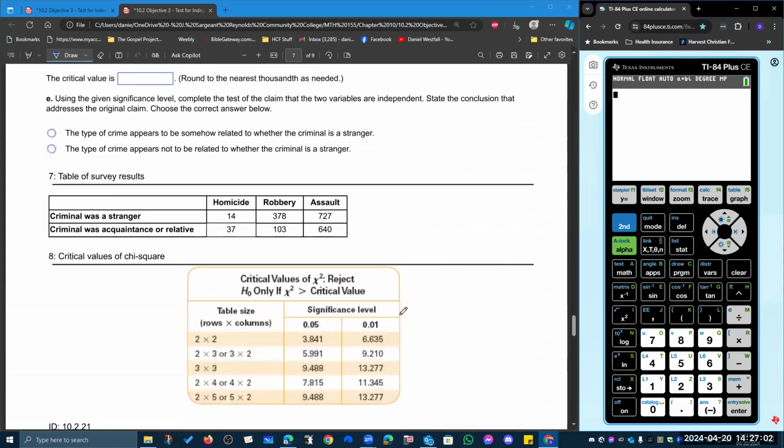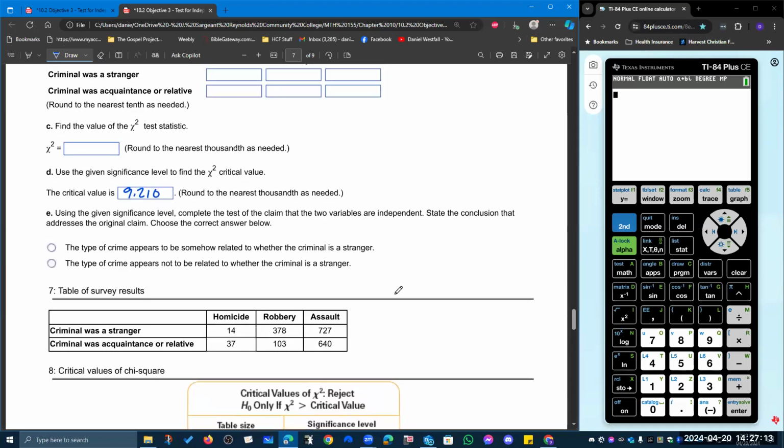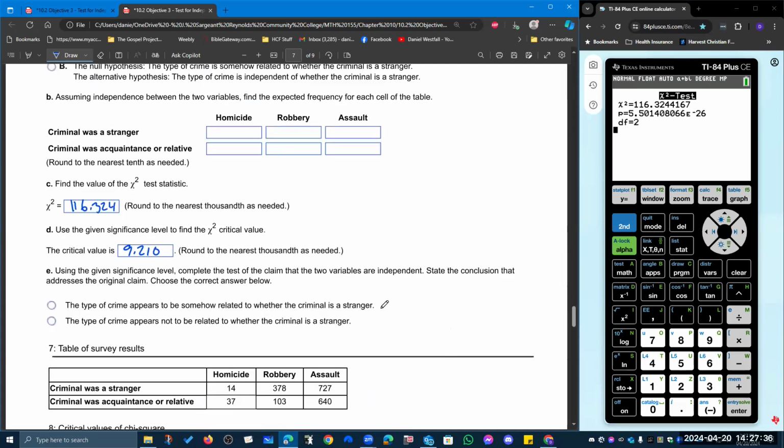0.01 level of significance for 2x3. So we have 9.210 for the critical value. And let's run our test. We get a chi-squared value of 116.324, which is definitely bigger than our critical value. So we are going to reject H naught, and there appears to be a relationship.